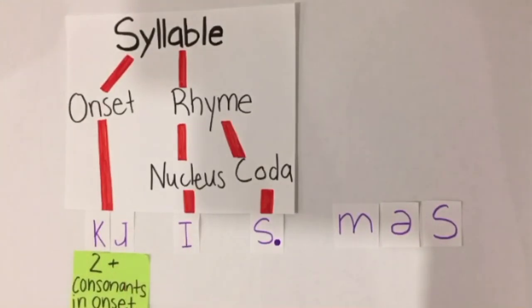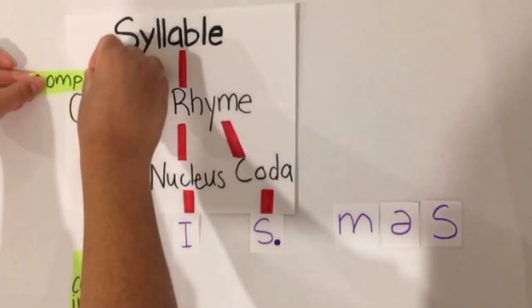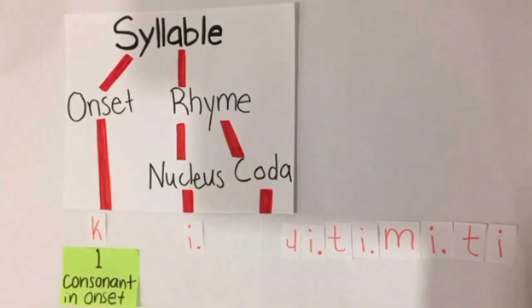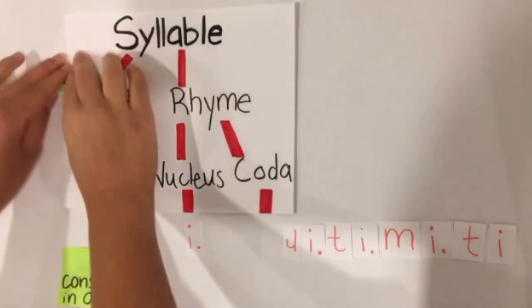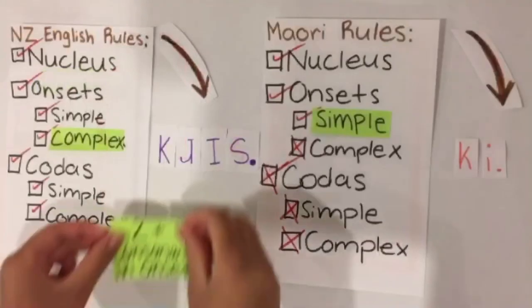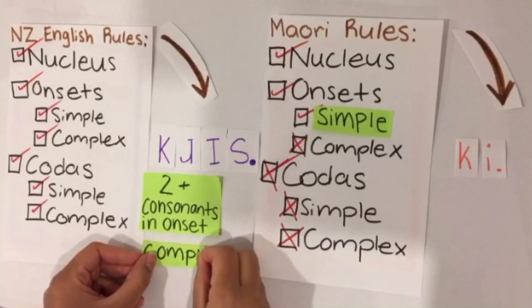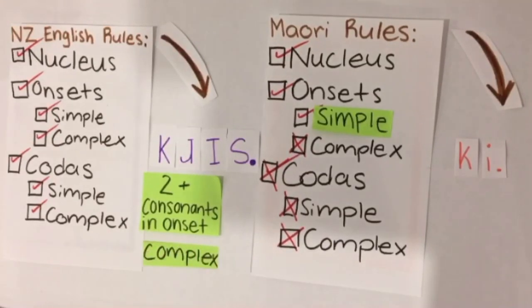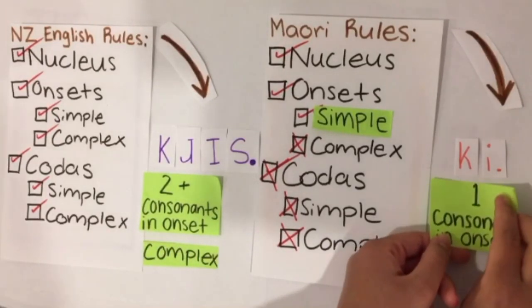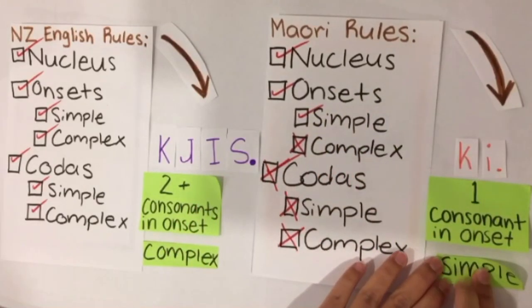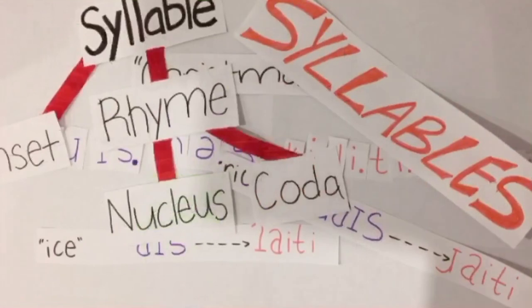You may also have noticed that the New Zealand English word for Christmas had two consonants in the onset. This is called a complex onset. On the other hand, Maori had only single consonants in every syllable. These are called simple onsets. Languages have different rules surrounding complex and simple onsets and codas. Maori's rule stated that no complex onsets were allowed, so they just simplified their onsets to only include one consonant each. This is yet another reason why the loanword was altered.